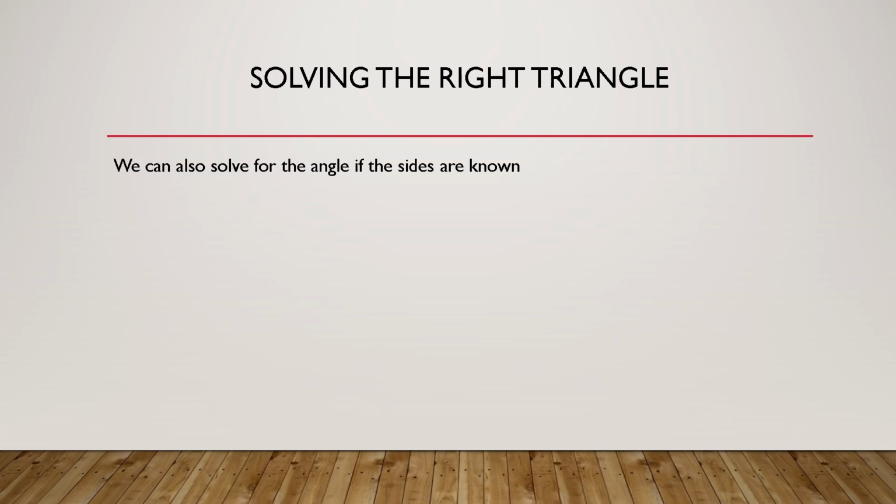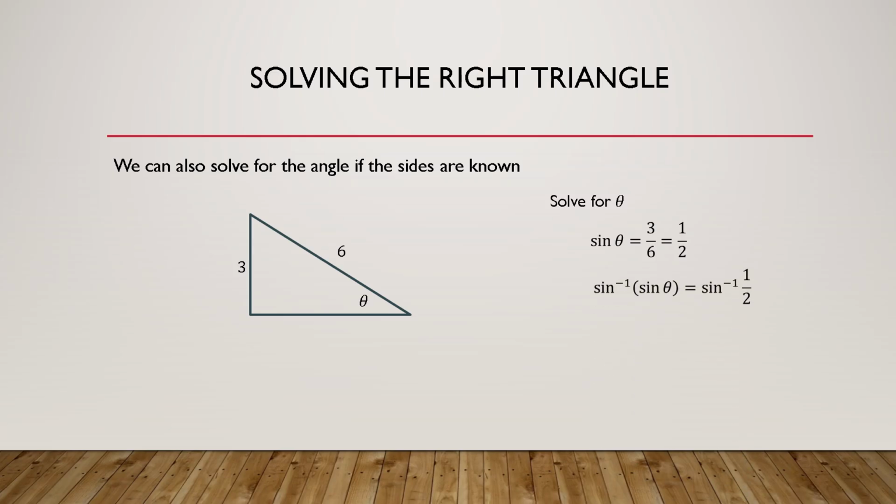We can also solve for the angle if the sides are known. In this case, the opposite and the hypotenuse are known, so we use the sine function. Sine theta equals 3/6, which equals 1/2. We take the arcsine of both sides, since the arcsine of sine theta is theta. We can now see that we are looking for the arcsine of 1/2.